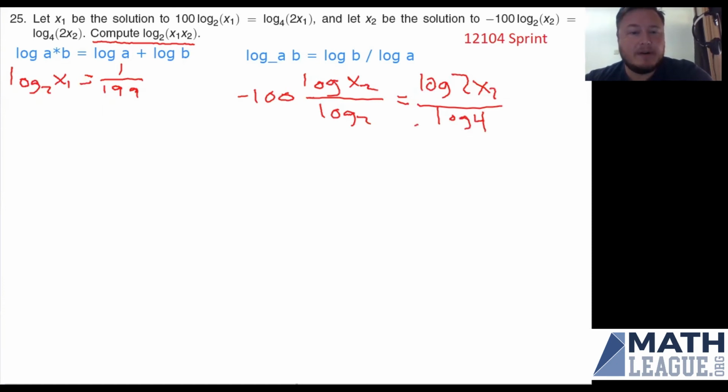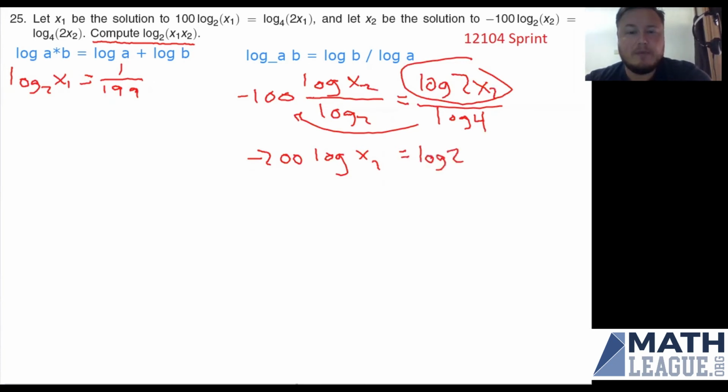All right, once again, I'll bring my log of 4 over here. That's going to cancel with the log of 2 on the bottom to give me a 2. So I've got minus 200 log of x2 equals, and then I have this part up here that I'm going to split out into a sum, the log of 2 plus the log of x2. Oh, I've got negative 200 log x2 on the left. I've got a log x2 on the right. Subtract a log x2 from both sides, and I get minus 201 log of x2 equals log of 2.